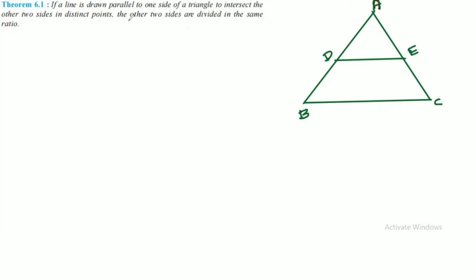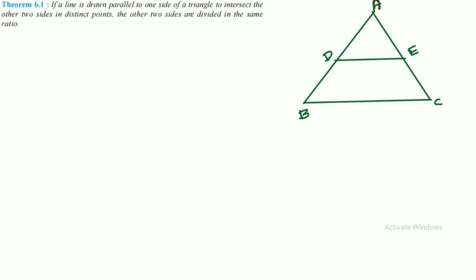So if a line is drawn parallel to one side of a triangle to intersect the other two sides, this side and this side. It is touching this side and this side. So it intersects the other two sides at distinct points. The other two sides are divided in the same ratio.